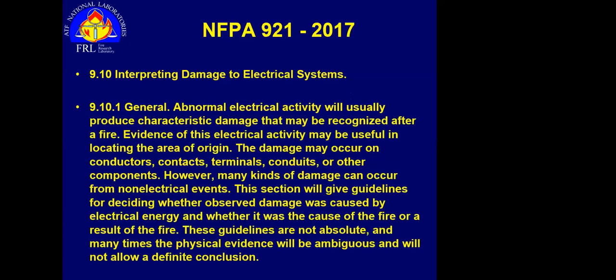All right, so I'm not going to read through all this. It's just up there for your benefit. One of the first things I like to point out, though, is the very first sentence says abnormal electrical activity will usually produce characteristic damage. Outside of my full presentations, one of the things I really like to stress is that in order to know how something might fail, you have to know how it works under normal circumstances. So in order to know what abnormal electrical activity is, you better know what normal electrical activity is.